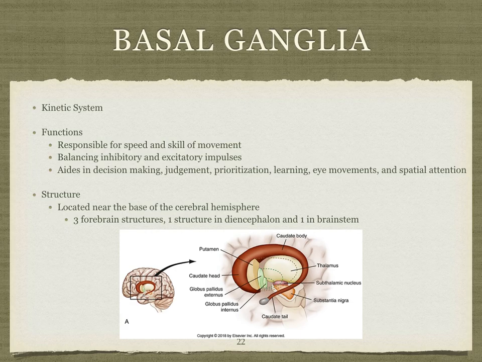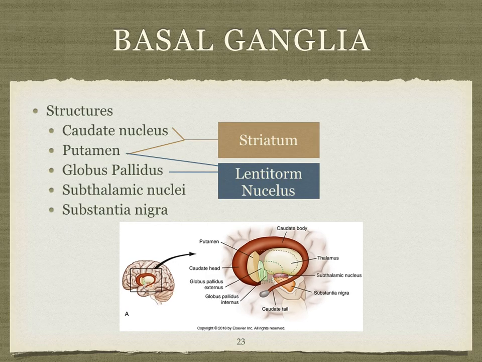And then we have one in the diencephalon, which is our subthalamic nucleus, and one in the brainstem, which is our substantia nigra. So I'm going to say that again. The three structures in the forebrain are our caudate, including the head, the body, and the tail, our putamen, and our globus pallidus, internus and externus. But I just want you to know the three: caudate, putamen, and the globus pallidus. And then the diencephalon is our subthalamic nucleus, and our brainstem is our substantia nigra.